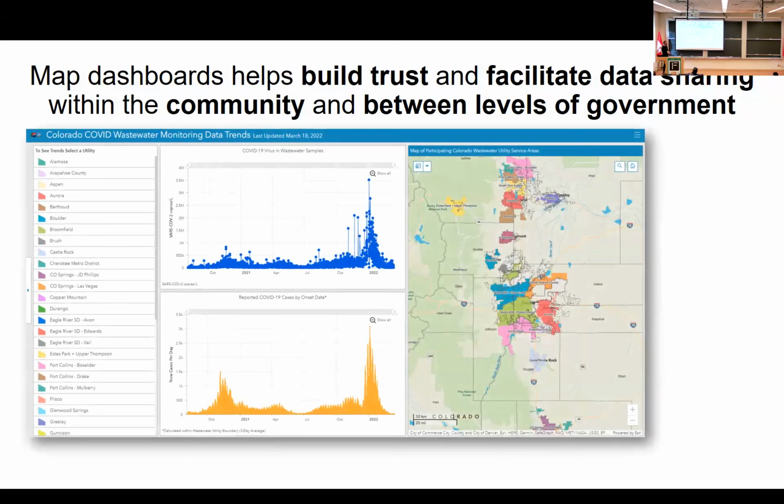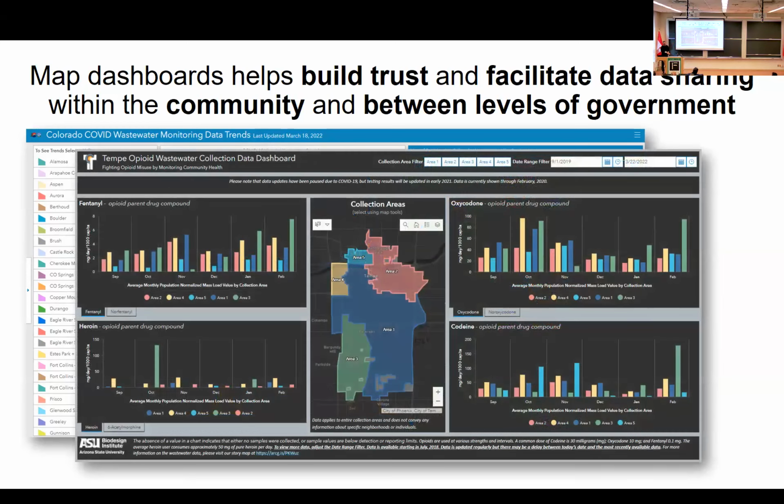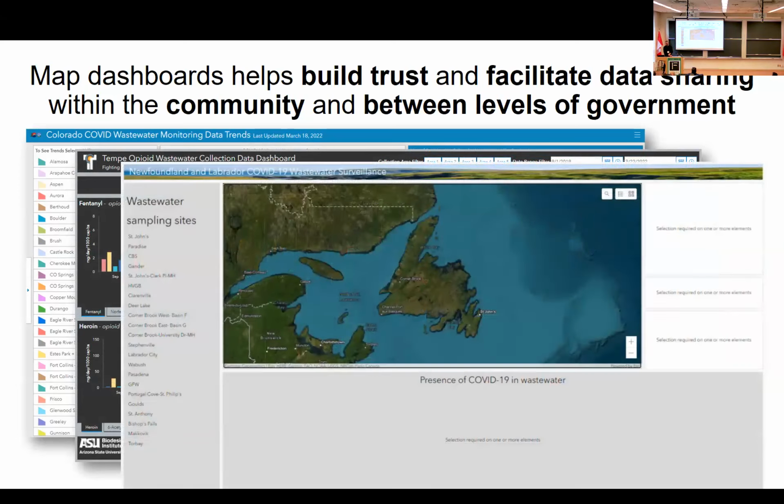This is one in Colorado. It's a public dashboard showcasing the prevalence of SARS-CoV-2 RNA samples within their wastewater systems. So people can just readily walk into this. They can review over time where we've seen changes in prevalence, and you can zoom into specific counties as well to check out that location. Same with some of the opioid work we've been supporting. This is in Tempe, Arizona. Same idea. You can look for any samples that have presence of fentanyl or heroin, even codeine, and you can zoom into specific areas as well. So you get the idea.